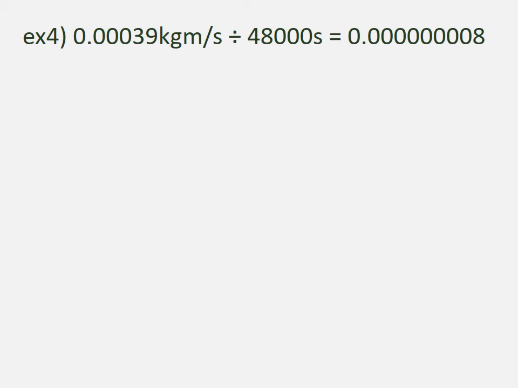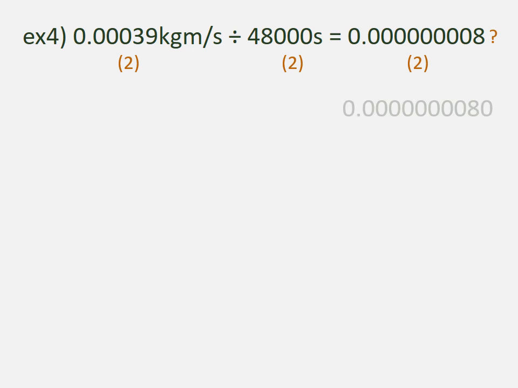Example 4, 0.00039 has 2 significant figures. 48000 has 2 significant figures. That means my answer has to have 2 significant figures. But all those zeros in front cannot be significant, and this is all my calculator is saying. So if I need 2 significant figures, what is behind the 8?